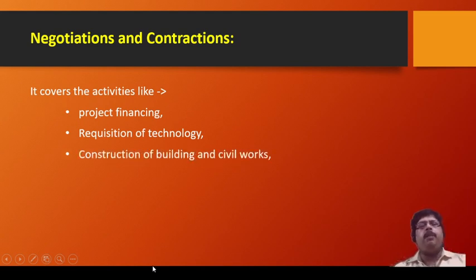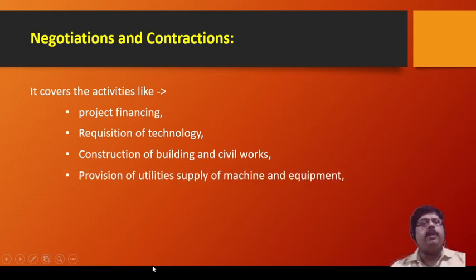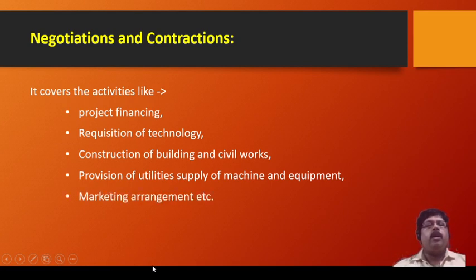Next, construction of buildings and civil work. If any civil work or construction is there, it needs to be done in this phase. Next, provision of utilities, supply of machines and equipment. Then marketing arrangements, etc. These all come under the negotiation and construction section of the implementation phase.